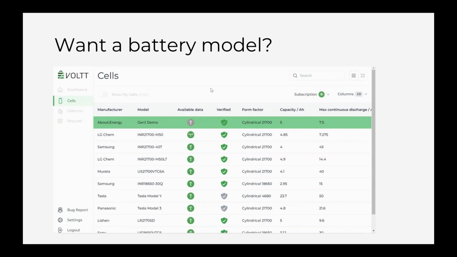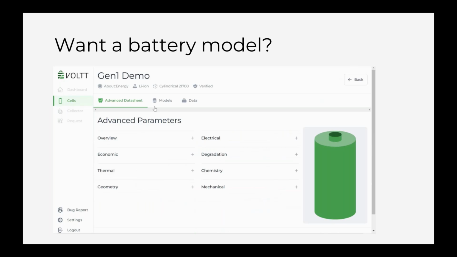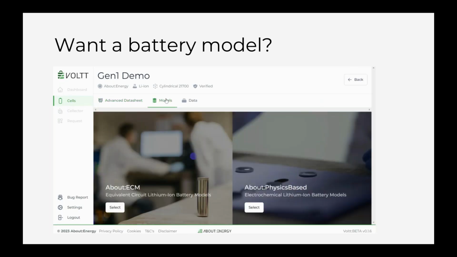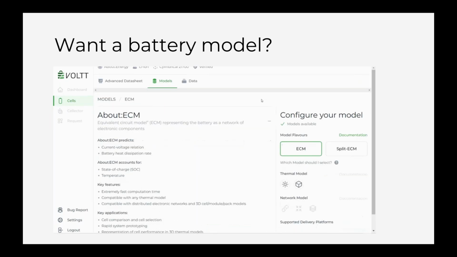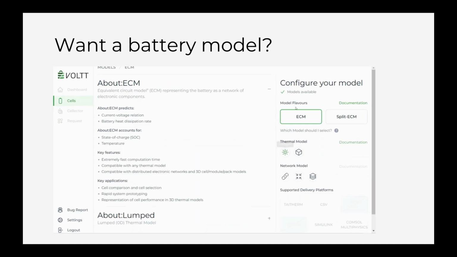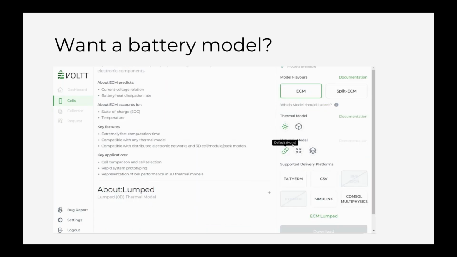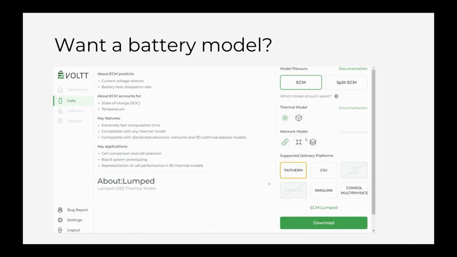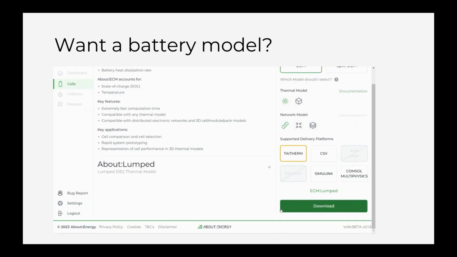Now we'll have a look at battery models. If we go into that demo cell again and go into models, we have two types of models. There's equivalent circuit models and physics-based. On equivalent circuit models here, you can see that you can configure what type of equivalent circuit model it is, and choose the platform you want. Here it's showing selecting TAITherm, and then you can hit download, and you can download that specific cell in the platform that you like.